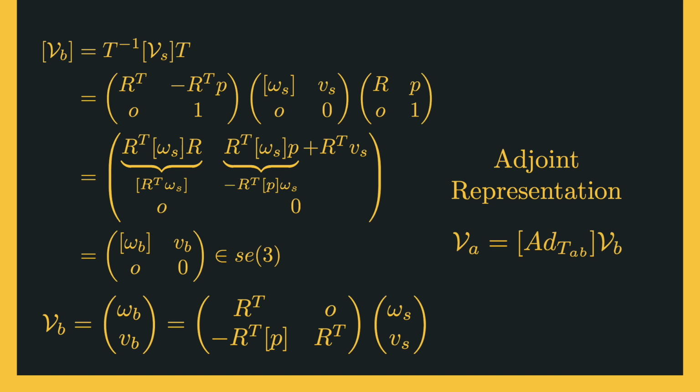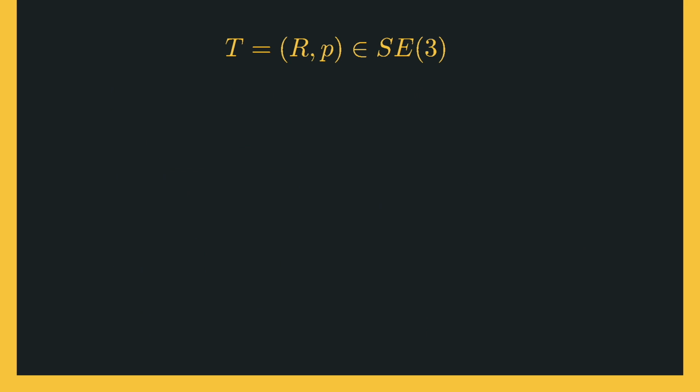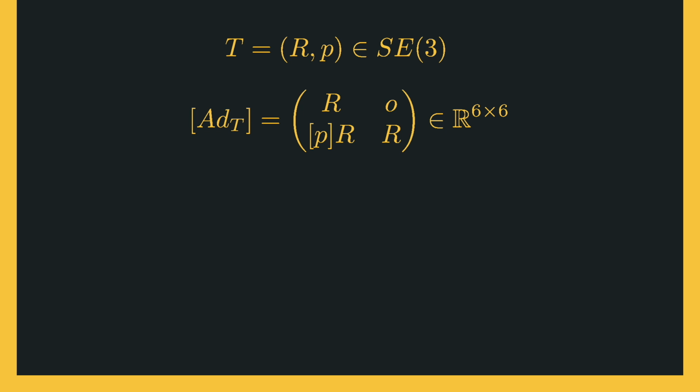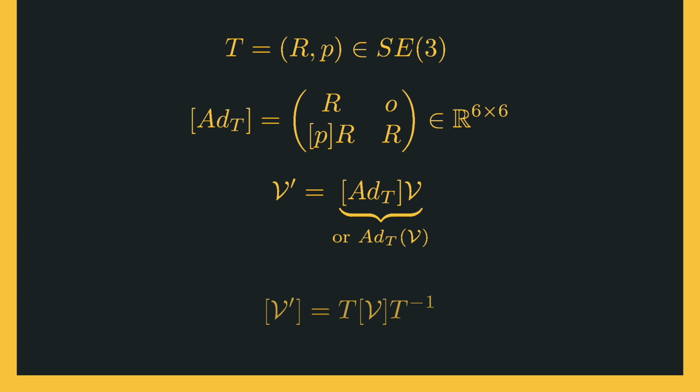Now we want to officially define the adjoint representation of the transformation matrix T. If T is the transformation matrix representing the pose of the body frame relative to the space frame, then its adjoint representation is defined as the 6x6 matrix. For any twist, the adjoint map associated with the transformation matrix T is defined as this equation. And the matrix form of the adjoint map associated with T can be calculated using this formula.